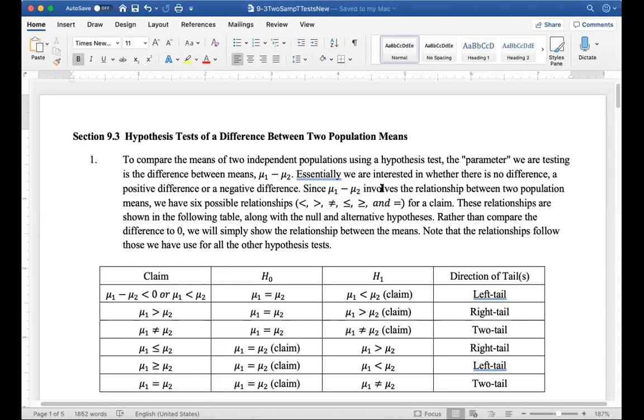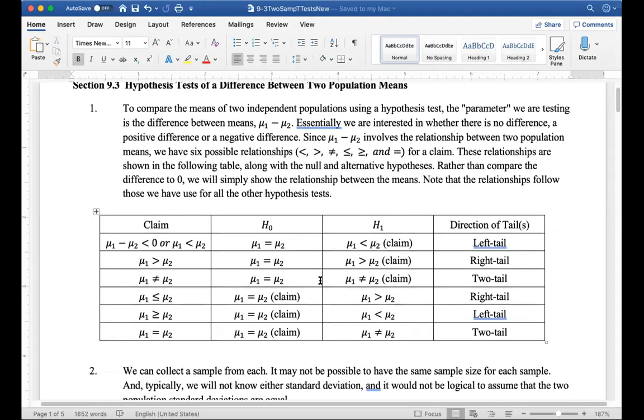So since the difference involves the relationship between two population means, there are, as in the other hypothesis tests we've done, 6 possible relationships in the claim. Less than, greater than, not equal, less than or equal, greater than or equal, and equal.